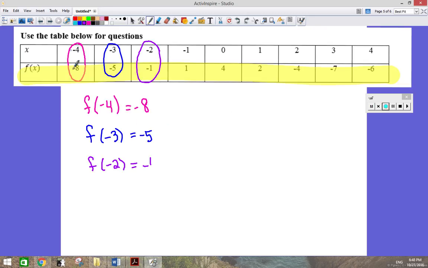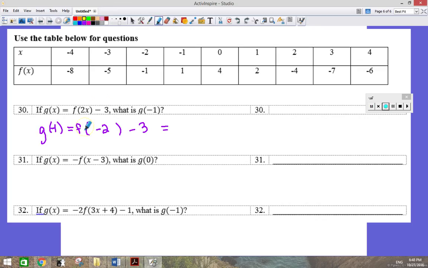So remember, we know how to read this table. In fact, there it is right there, that f evaluated at -2 is equal to -1. So this right here is a number, and that table provides me with a number. So instead of writing the symbols, I now know what that number is, and then I subtract 3, so my final answer here is -4, that g evaluated at -1 is equal to -4. Well, let's do the next one.